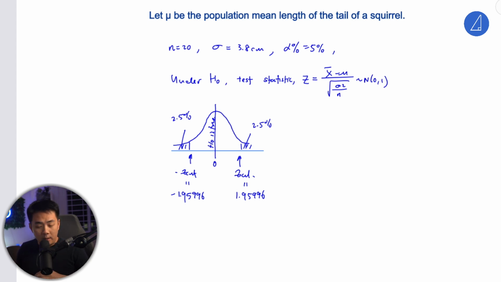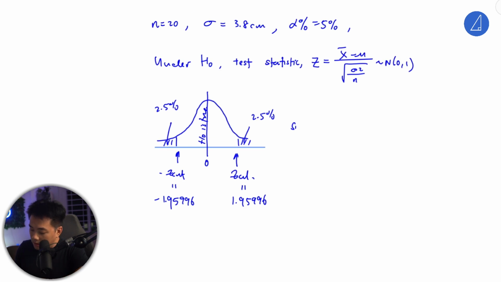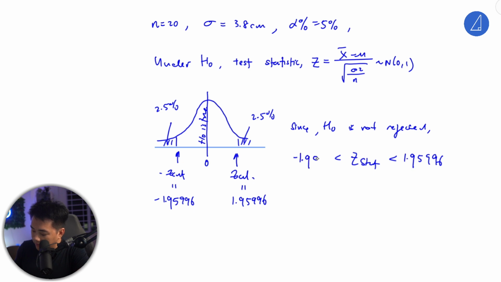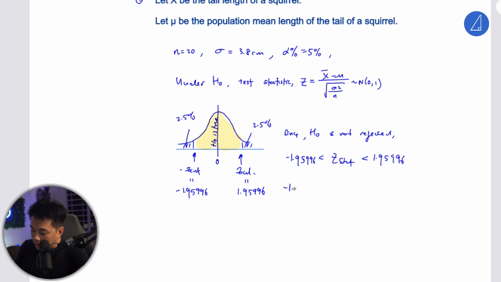Okay, so that's that. Then what we're going to do next is find, since H0 is not rejected, that the z statistic will be between negative 1.95996 and 1.95996. So you don't need to stray away from the middle. So this middle here, your z-stat should fall within this region here. Then what we're going to do next is just standardize it.